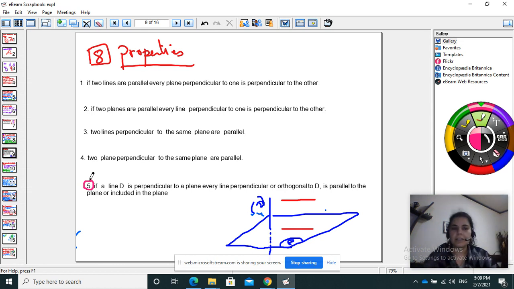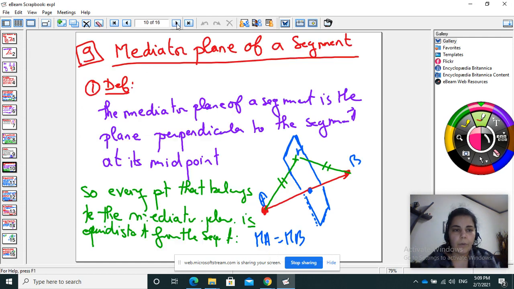Now we go to part 9. Part 9 is the mediator plane. This is the last one in this video. Now, mediator plane of a segment. It's the same idea as the perpendicular bisector. This is my segment.